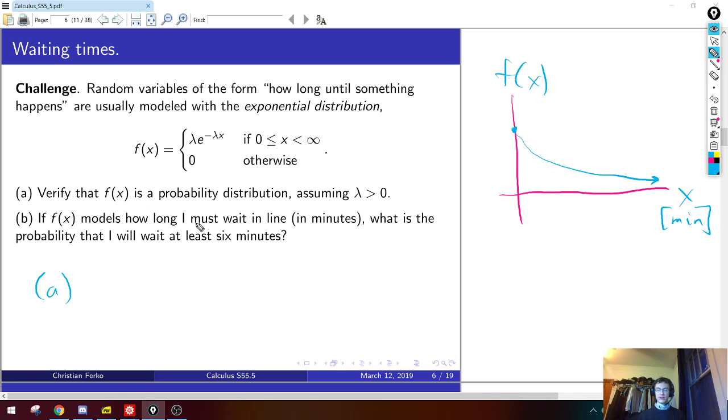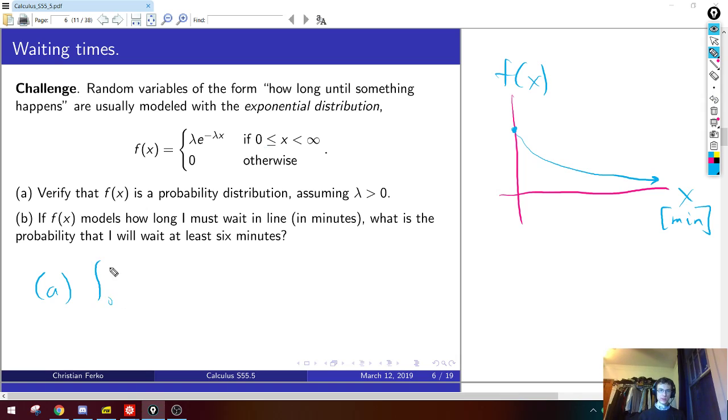So first, in part A, we want to verify that this thing is actually a distribution function, assuming lambda is positive. We have to do two things. One, show that this is non-negative, but if lambda is positive, that's very easy because the prefactor lambda is positive and e to the minus lambda x is always going to output a positive number, so this thing always gives us something positive. That part's easy. What else do we have to check to verify that this is a PDF? We have to show that the integral of f of x from 0 to infinity equals 1. Yeah, good.